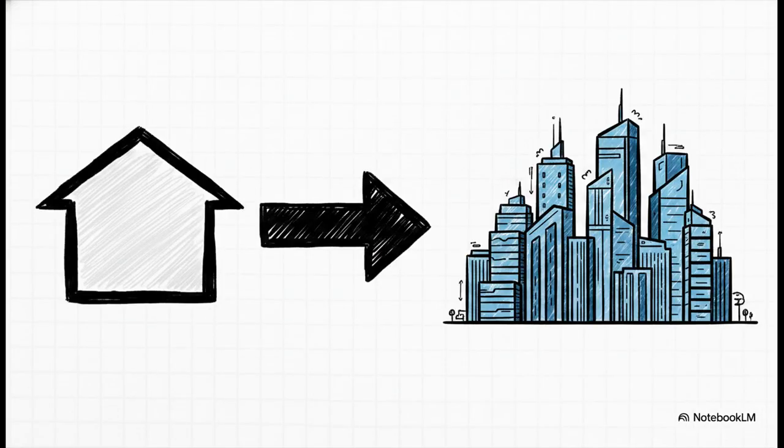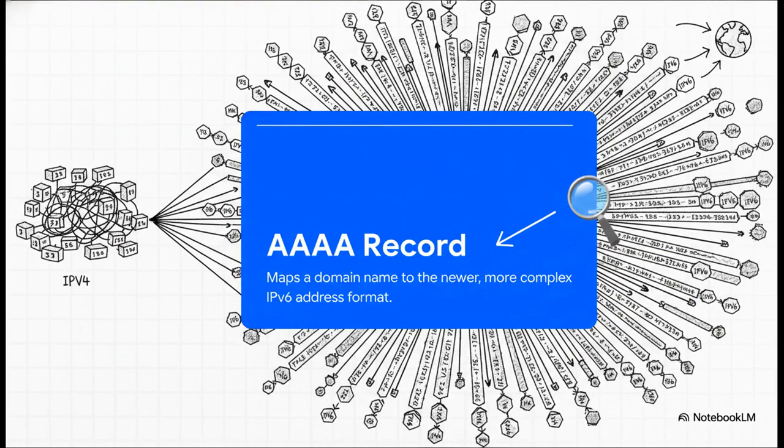Okay, so the A record has a newer, more modern cousin, the AAAA record. You can think of it like this. If the A record is a classic street address, the AAAA record is the address for the futuristic cities we're building online. The AAAA record, sometimes called a quad A record, does the exact same job as an A record, but it's for the newer IPv6 addresses.